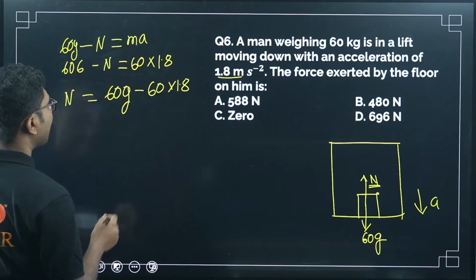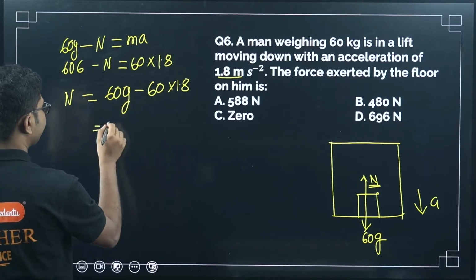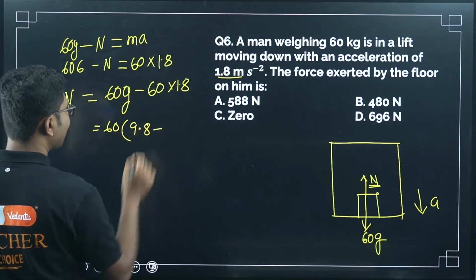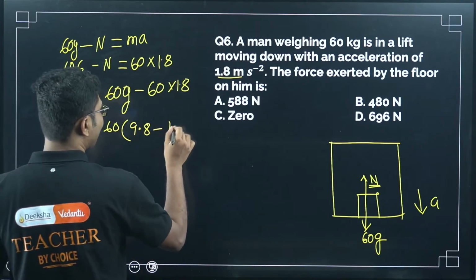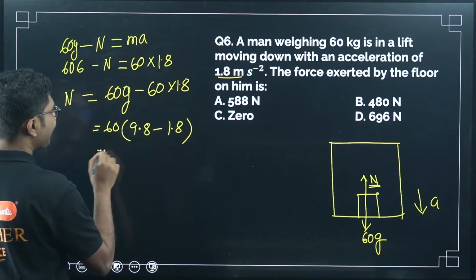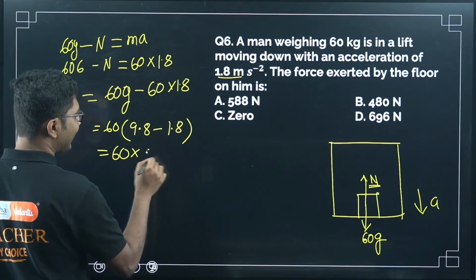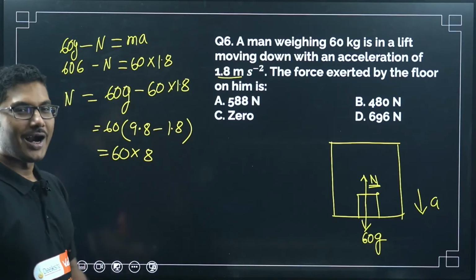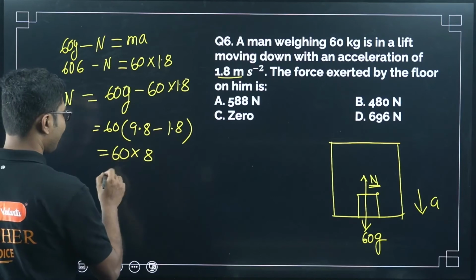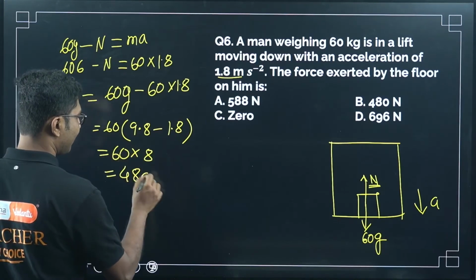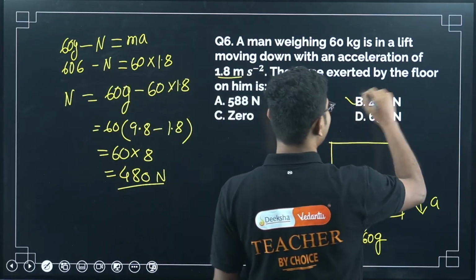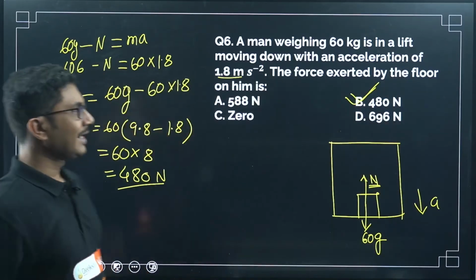Now we take 60 common. Now let's write g as its original value, 9.8 minus 1.8. Why? Because if you do the subtraction, it will be easier for us, right? And we don't want to do hard work. We are lazy persons, right? So 8 times 60, that is 480 Newton. So the correct answer is 480 Newton, right?